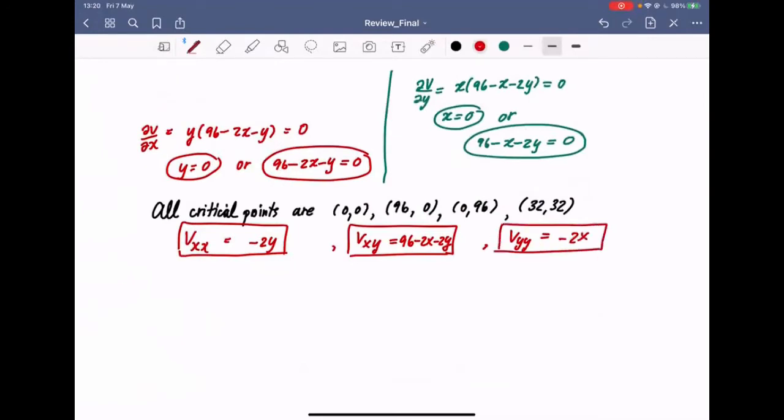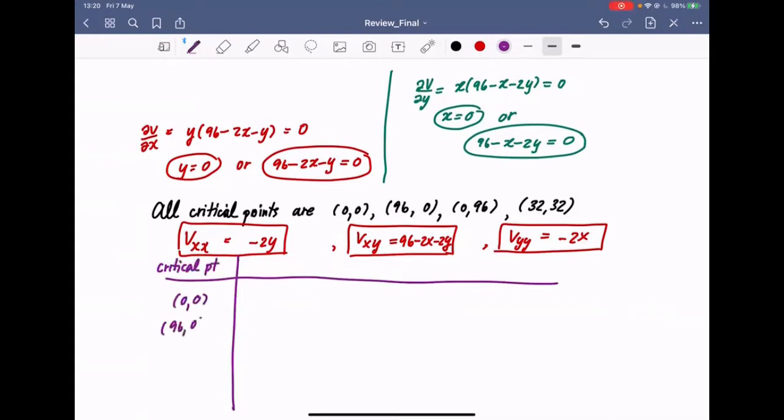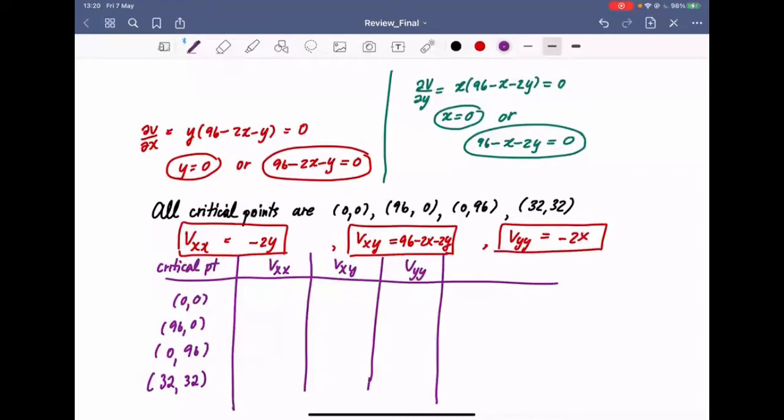Well, if you remember when you learned the topic in the lecture, I told you to draw a table here. You're going to have the critical points: you have 0, 0, you have 96, 0, you have 0, 96, you have 32, 32. And then you have vxx, vxy, and then vyy. And then you have something called d, right?